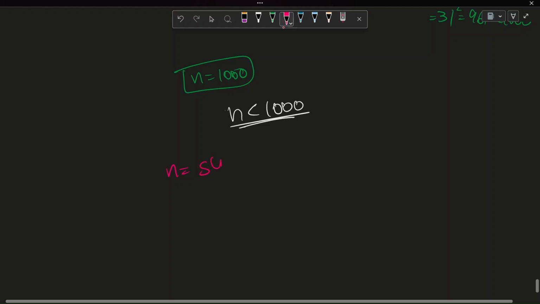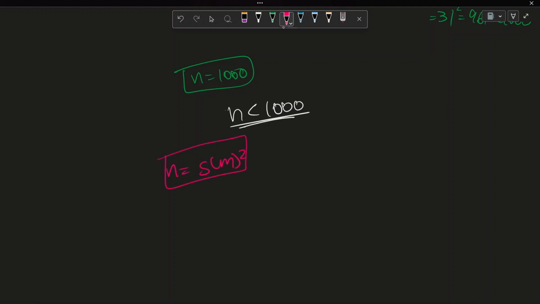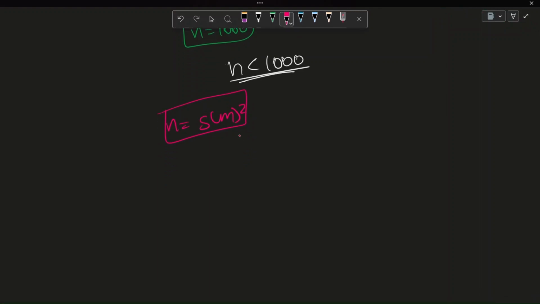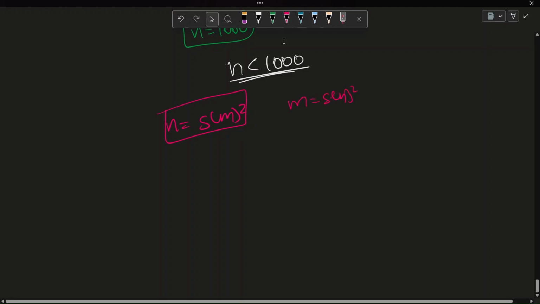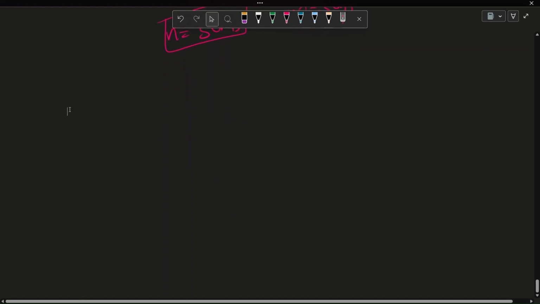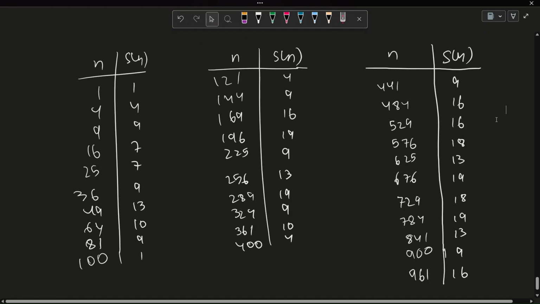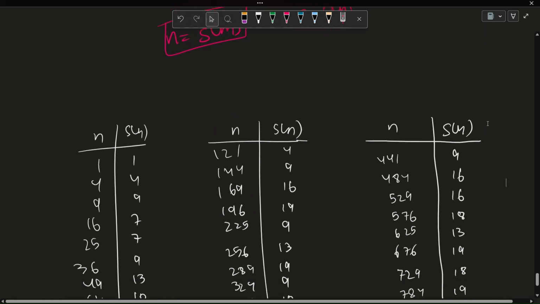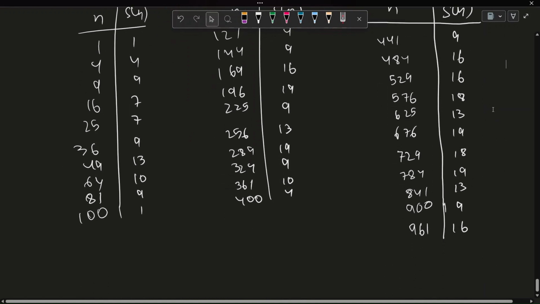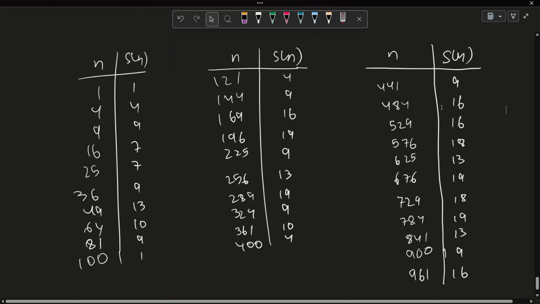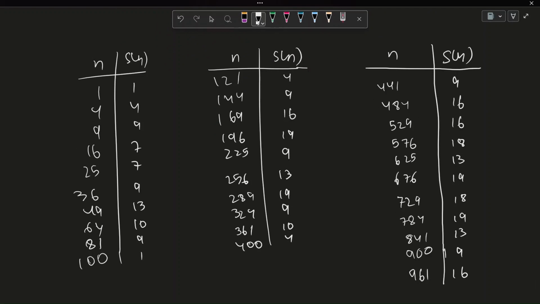So what was n initially? n was s of m the whole square. This was n, and notice that s of m whole square immediately implies that n is a square number, and similarly m equal to s of n whole square also concludes that m is also a square number. So we are only dealing with square numbers. Now I have drawn up a table. This table shows the value of n and s of n for all the square numbers less than 1000, because we have already shown that both our numbers are less than 1000.